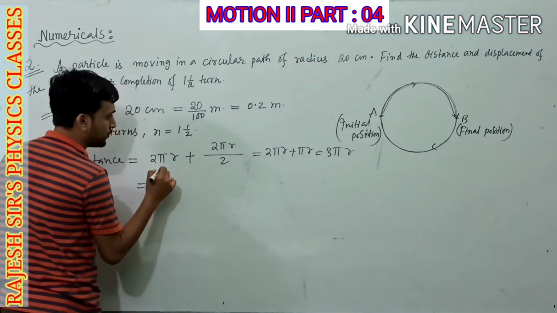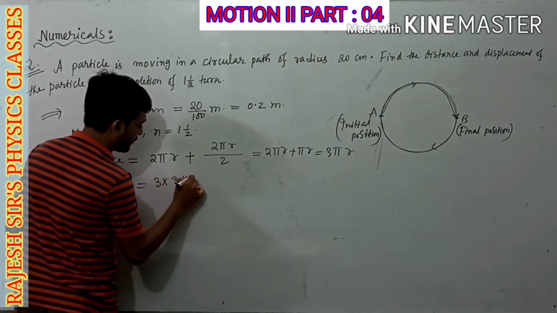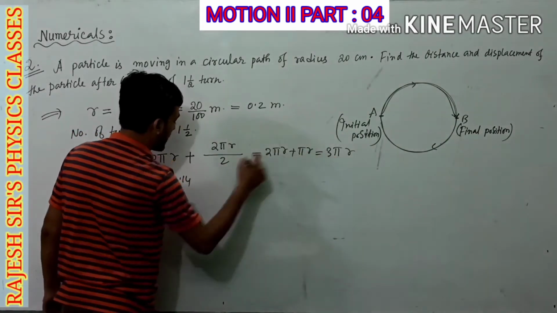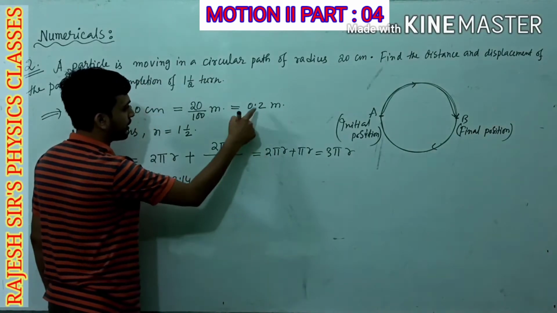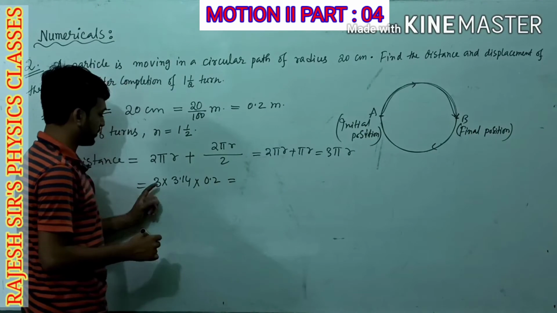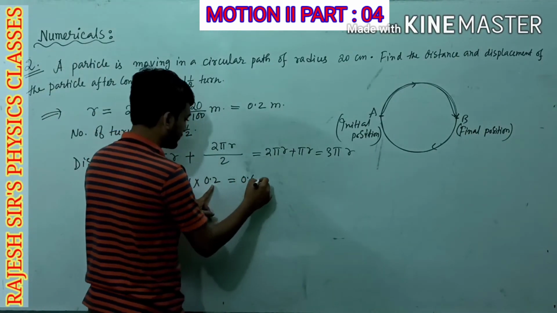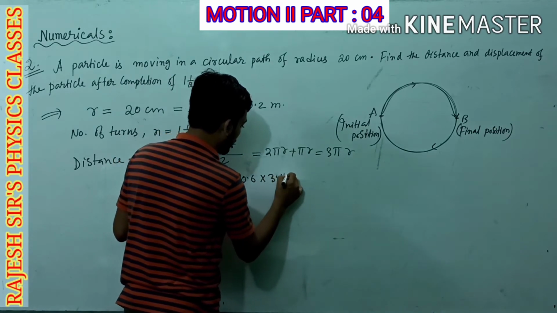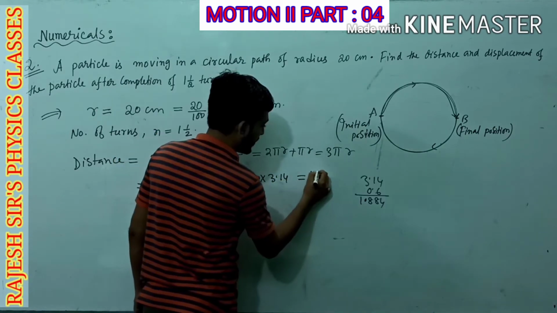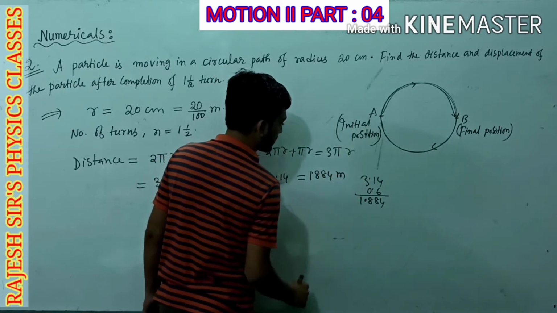So 3 into 3.14, the value of pi is 3.14, and what is r? 0.2. So after calculation, 3 multiplied by 0.2 is 0.6, multiplied by 3.14 is equal to 1.884 meter.